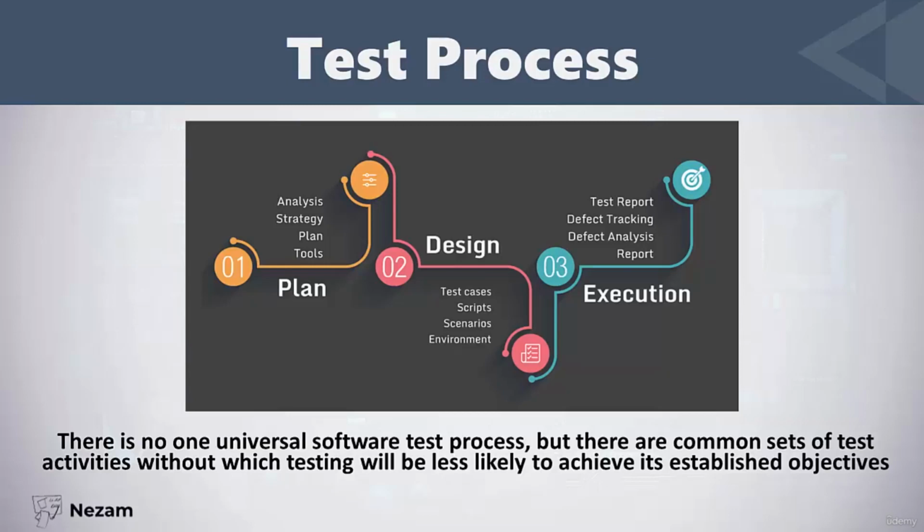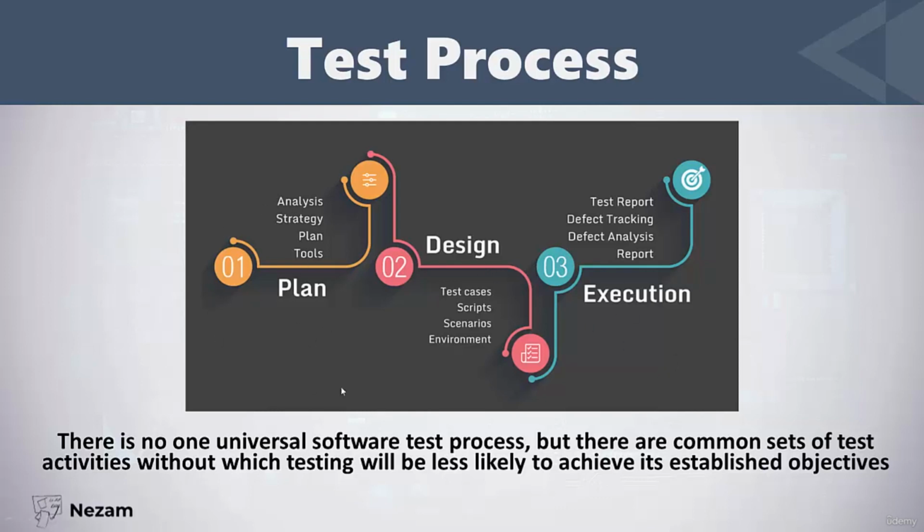After we explain the definition of software testing, we will now talk about the test process. The test process is the steps that we go through in order to test our software. Any test process consists of three basic parts: planning, design, and execution.